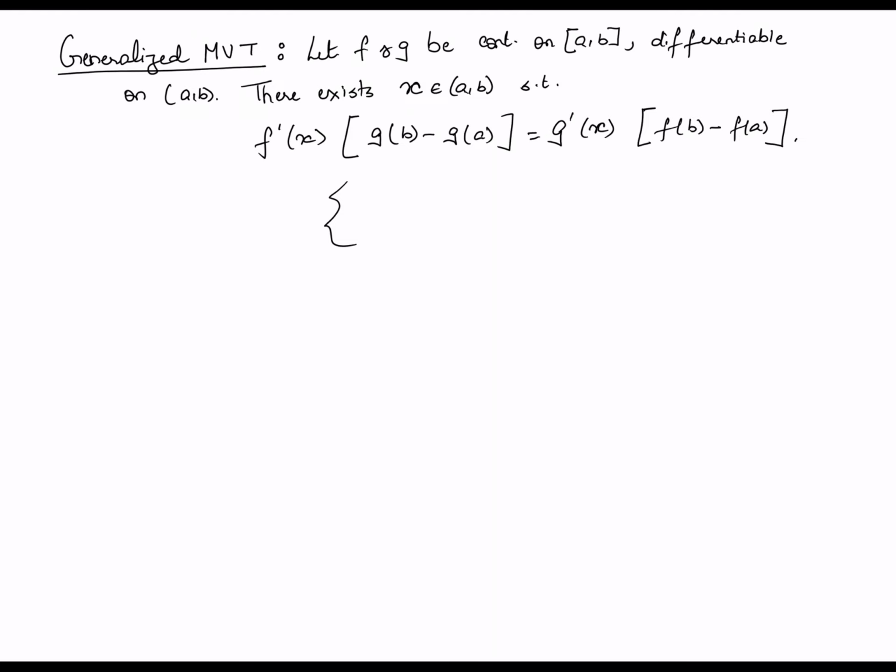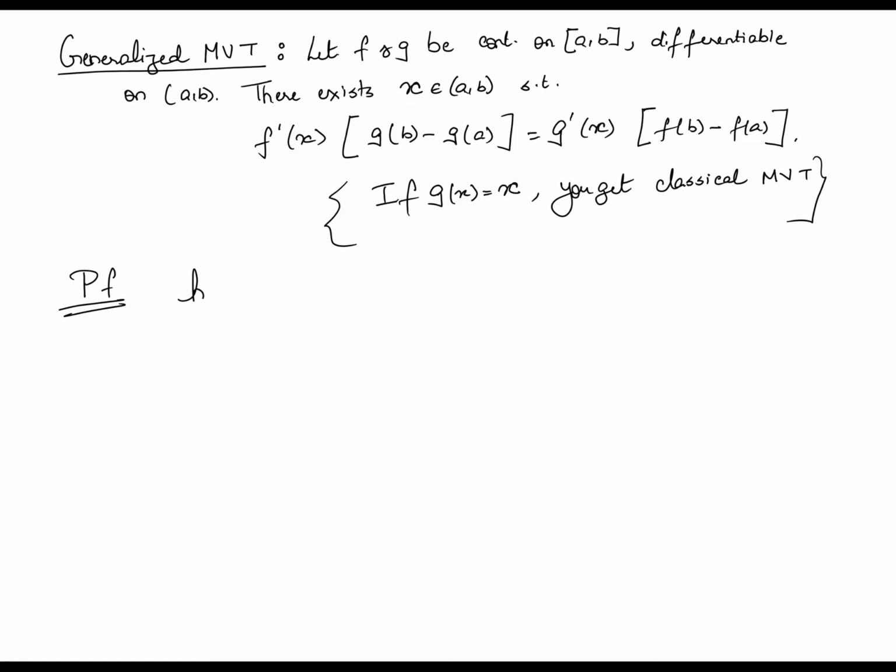Okay, so if you take g of x equal to x, then convince yourself that this is in fact the same as the classical mean value theorem. Right, so in that sense, this is a generalization of the mean value theorem. However, you will see that just as the mean value theorem was a trivial consequence of Rolle's theorem, so is this generalization of the mean value theorem. Okay, so the proof is actually going to be very straightforward.